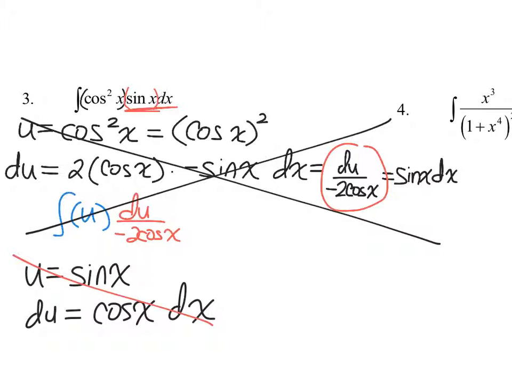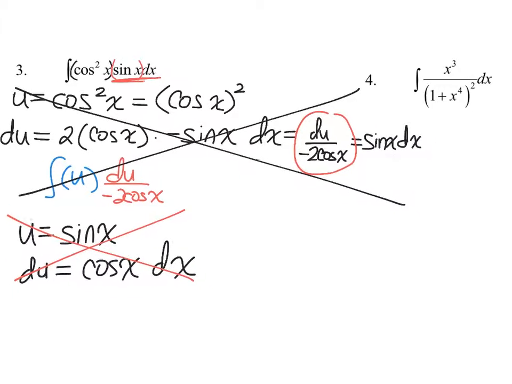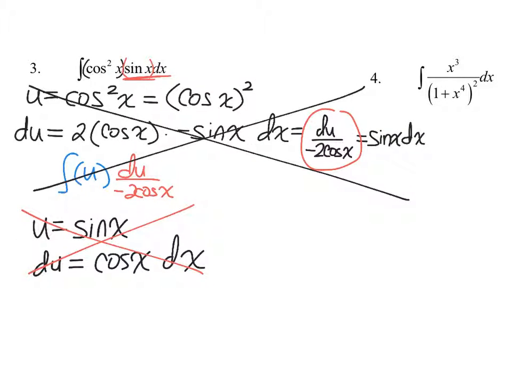And so some people actually look at this and say, well, I've tried everything. Well, you didn't, because the one thing you didn't try was letting u equal just the cosine of x.